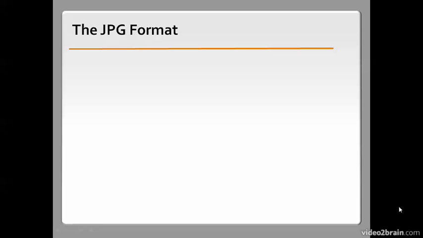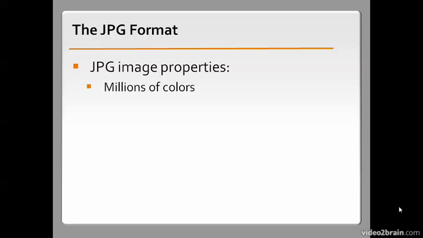The next type of format is the JPEG format. And the JPEG format has different properties from the GIF format. First of all, a JPEG stores millions of colors. So you can put in there as many colors as you like, and they will display correctly in a JPEG format. JPEGs do not allow any animation. You cannot put multiple frames of information within a JPEG image.